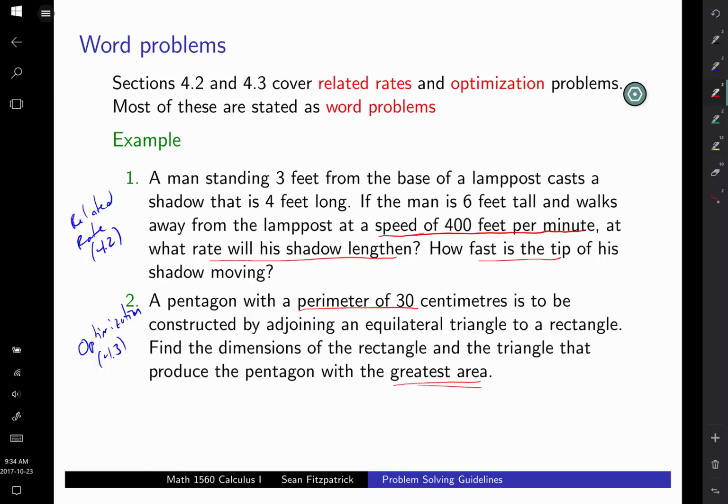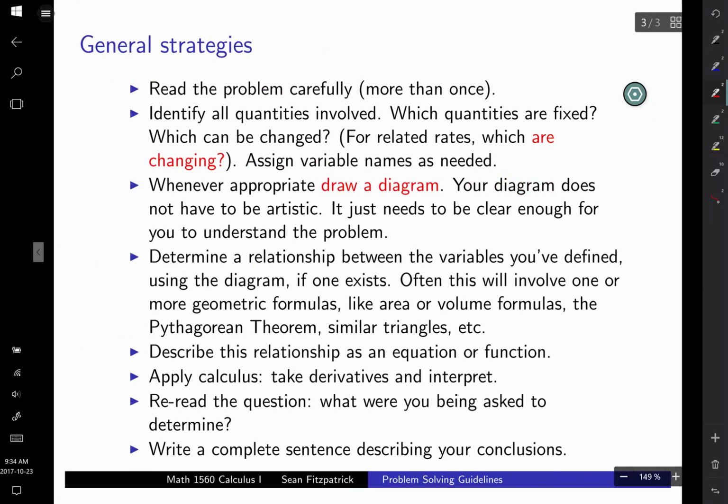Okay, so these are the sorts of problems that we'll be looking at, and whenever you want to tackle these types of problems, there are a number of procedures that generally work no matter what sort of problem you're looking at. So here are some general strategies. The first one is make sure you've carefully read the problem, and not just once, two, three times. As you read through, you've got to identify all the various quantities involved, right? So in the lamppost problem, you've got to realize they're giving you information on the height of the person and the height of the lamppost and how fast the person is walking, and so you have to identify what are all the quantities involved? Which of these quantities are fixed? Which ones can be changed?